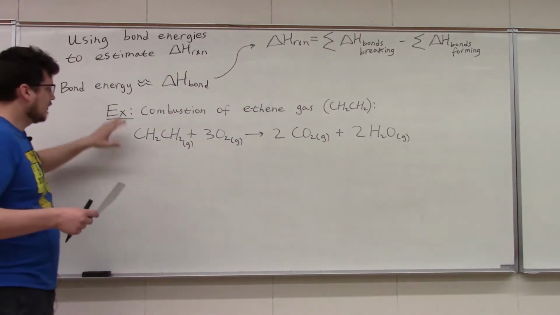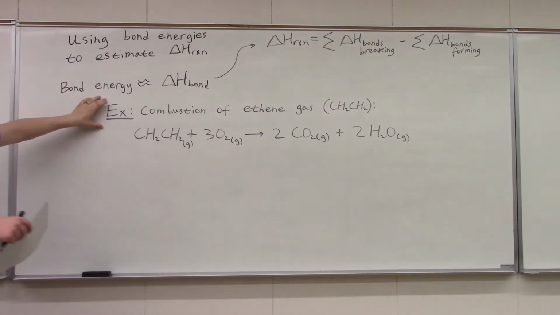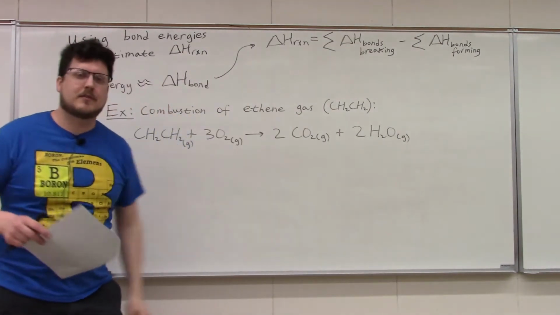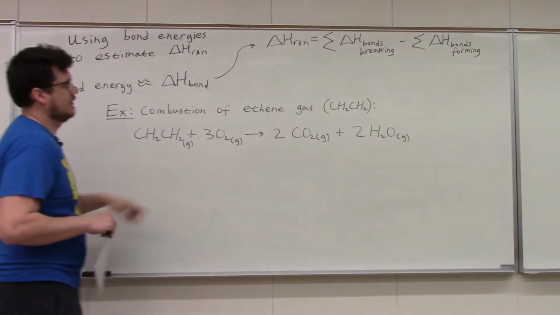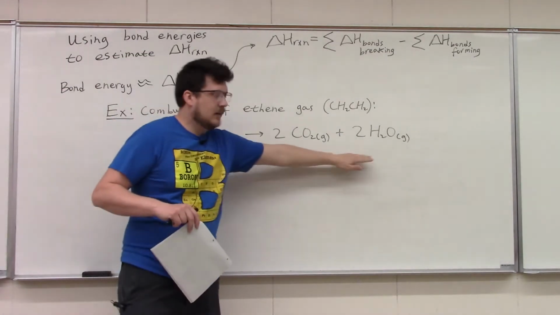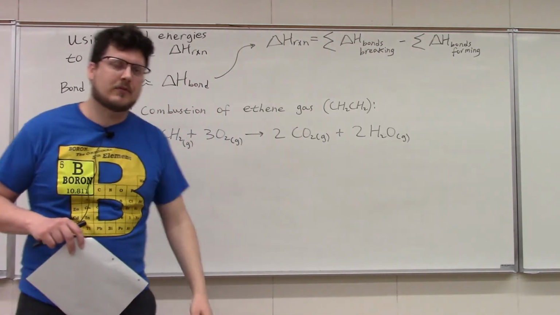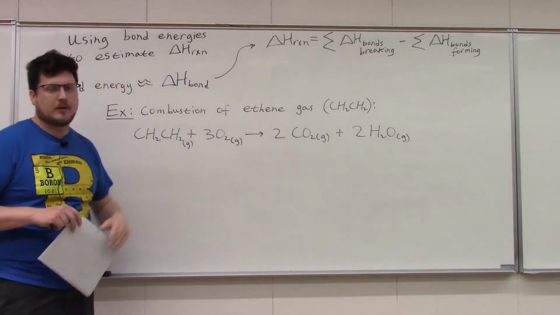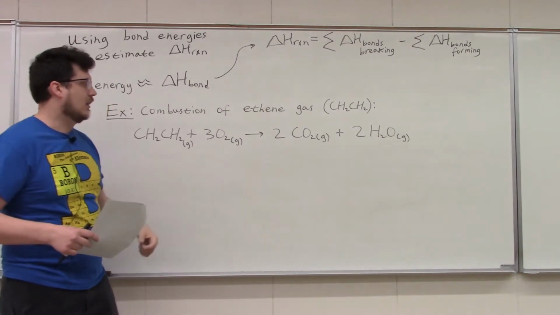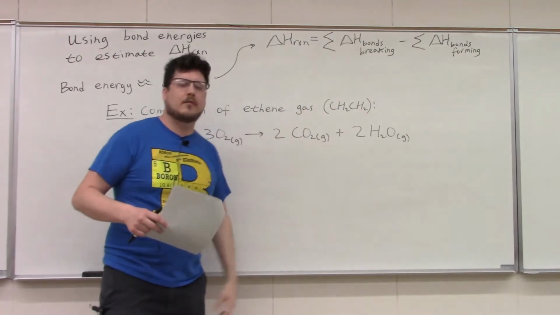All right. And so for an example, let's look at the combustion of ethene gas. So a combustion reaction. We're going to light some ethene gas on fire. Ethene gas is C2H4. And we've done the whole balancing act before, so this is a fully balanced chemical equation we're starting out with here. We've got our ethene gas, our oxygen gas. We're going to make CO2 and water vapor.